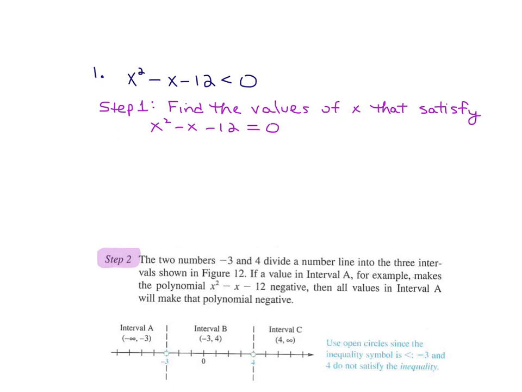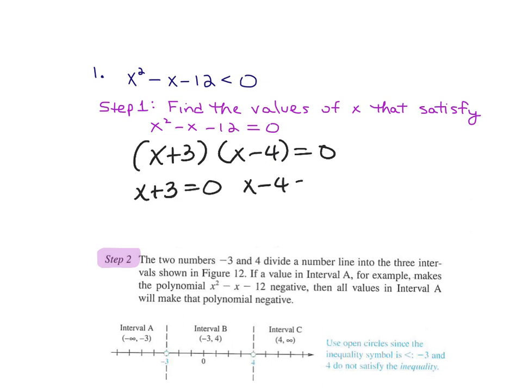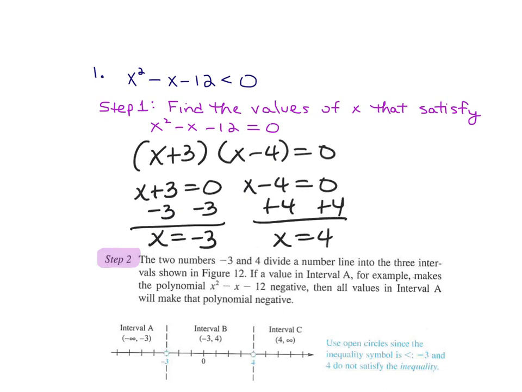So let me go ahead and factor this. What are the factors of negative 12 that give me negative 1? x plus 3 and x minus 4. Beautiful. So I'm going to factor this into x plus 3 and x minus 4. Now I need to solve them. So I set each factor equal to 0. Subtract 3. x equals negative 3. And x equals positive 4.